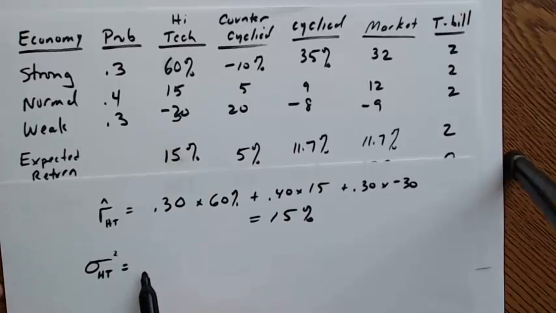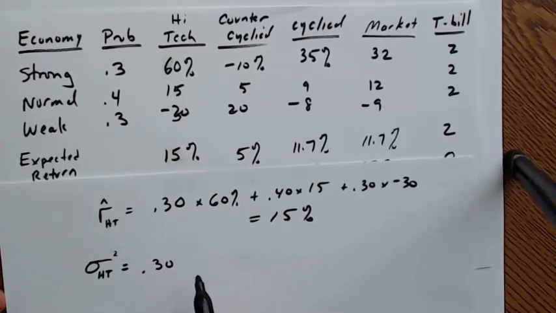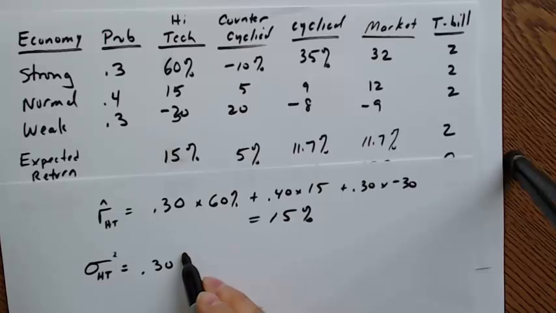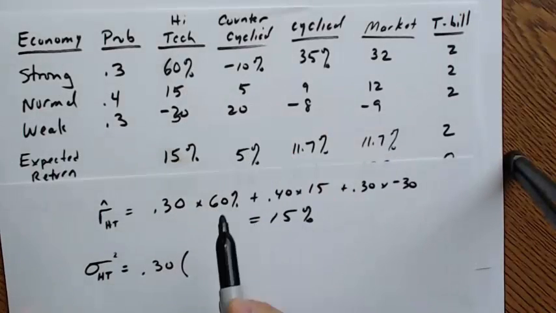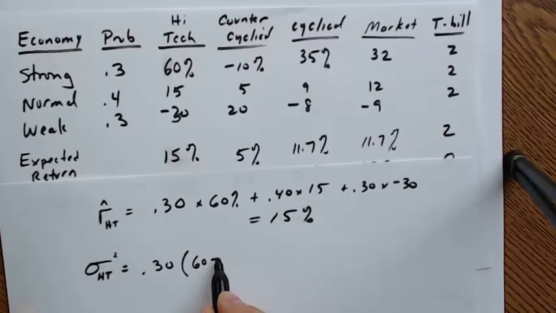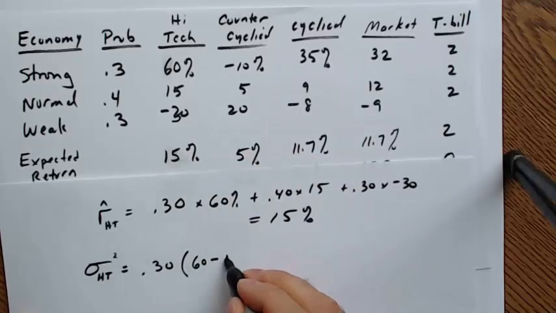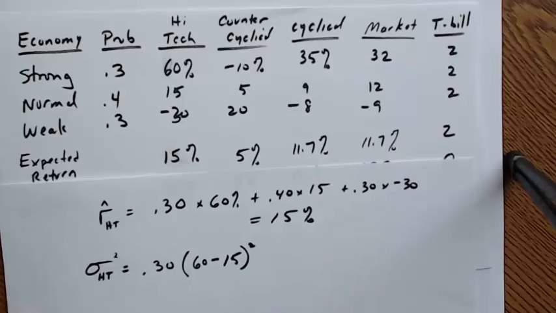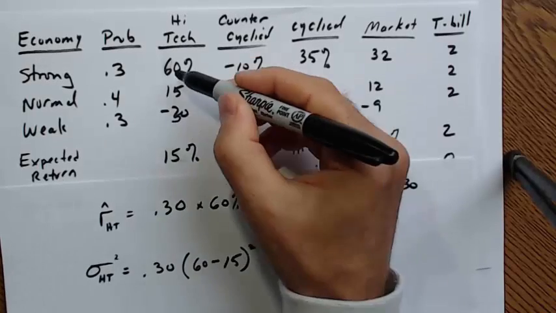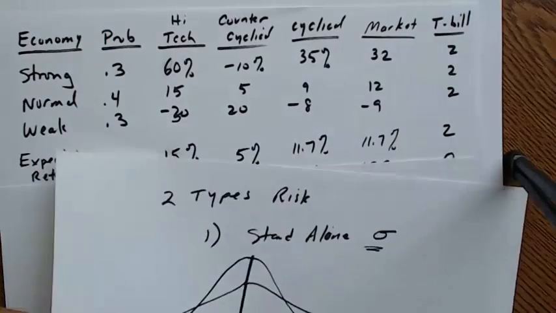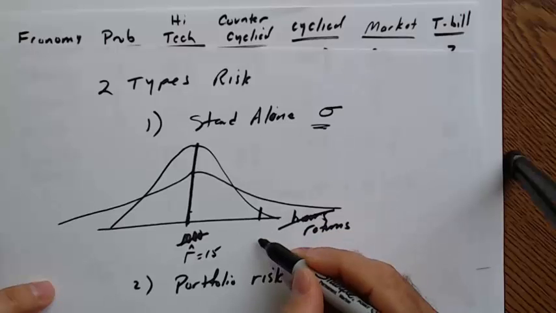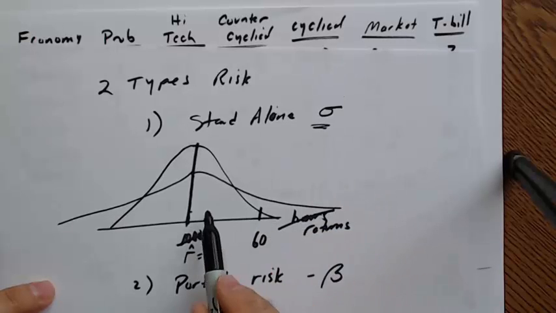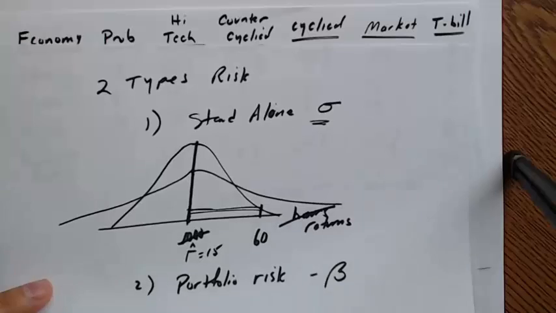And the way I'm going to do that is I'm going to take the weight of a strong economy, 30%, and I'm going to take the return that high tech gets in a strong economy, 60, minus its expected return, and square it. So I'm saying, look, I got a 15 expected return, and there's a chance that I get a 60% return here. I'm taking this distance here, and I'm squaring it.